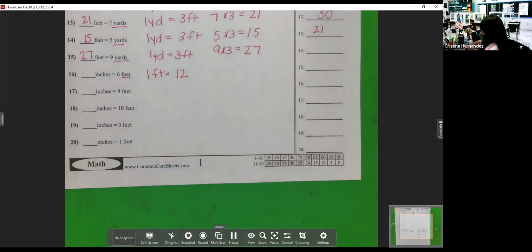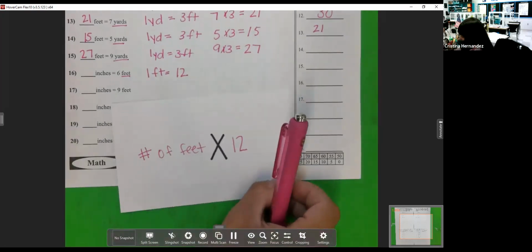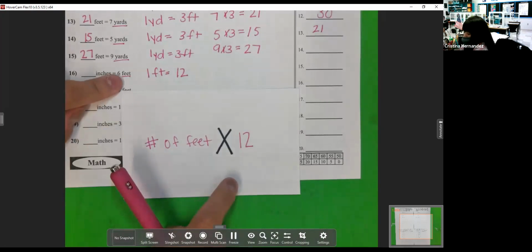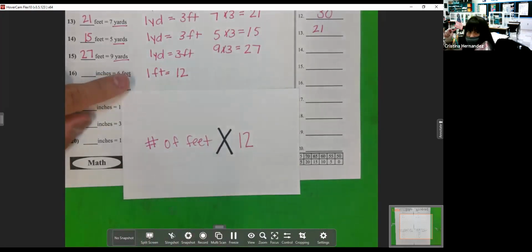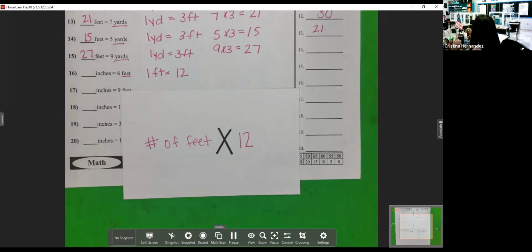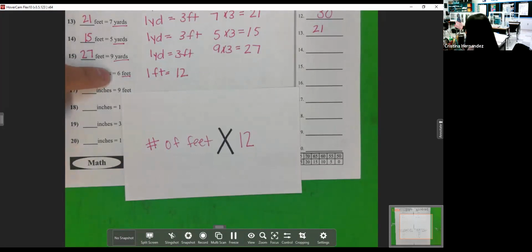So, now we're switching our formula up. Number of feet. How many feet are we converting to inches in this problem? Y'all here too. How many feet are we converting to inches on number 16? Come on, we're gonna work through our break. How many feet are we converting to inches on number 16? 6.